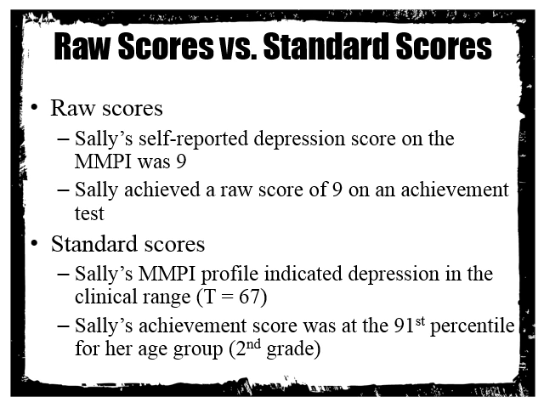Here are two of the same examples using standard scores. Sally's MMPI profile indicated depression in the clinical range, a T-score of 67. Sally's achievement score was at the 91st percentile for her age group, second grade. Okay, now we have some information that's very useful to us. We know that Sally is clinically depressed based on her comparison with a norm group. We also know that her achievement score is actually quite high. It's higher than would be expected, or at least at the higher end of the achievement level for second graders.